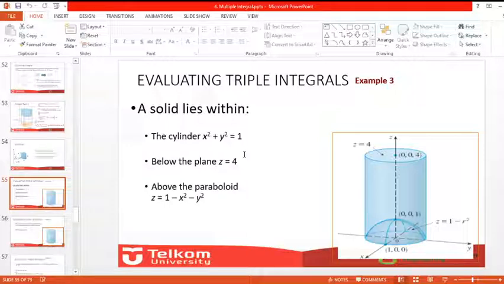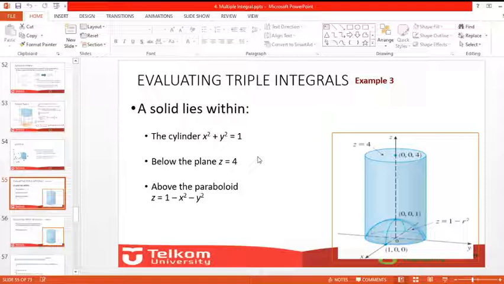How do we determine the xy plane? It means that x and y should be in the circle, so we change to polar coordinates. Then z goes from 1 minus r square to 4.